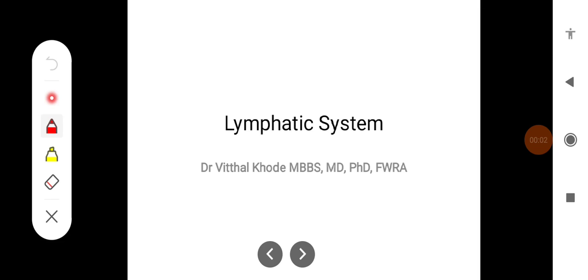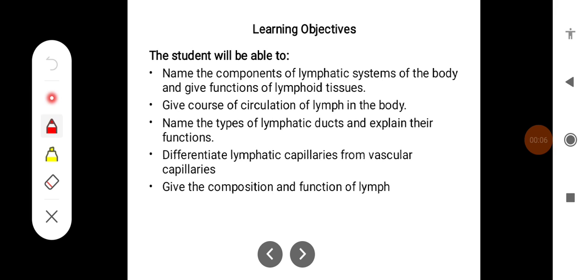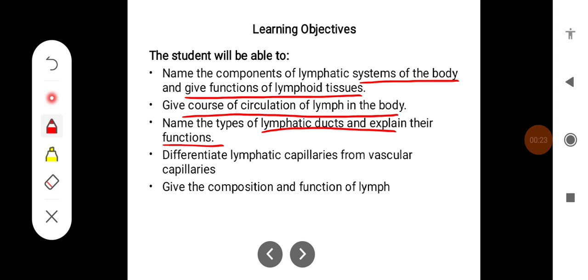Hello everyone. In this class, we'll study about the lymphatic system. The learning objectives are: name the components of the lymphatic system of the body and give functions of lymphoid tissues; give the course of circulation of lymph in the body; name the types of lymphatic ducts and explain their function; differentiate lymphatic capillaries from vascular capillaries; give the composition and function of lymph.